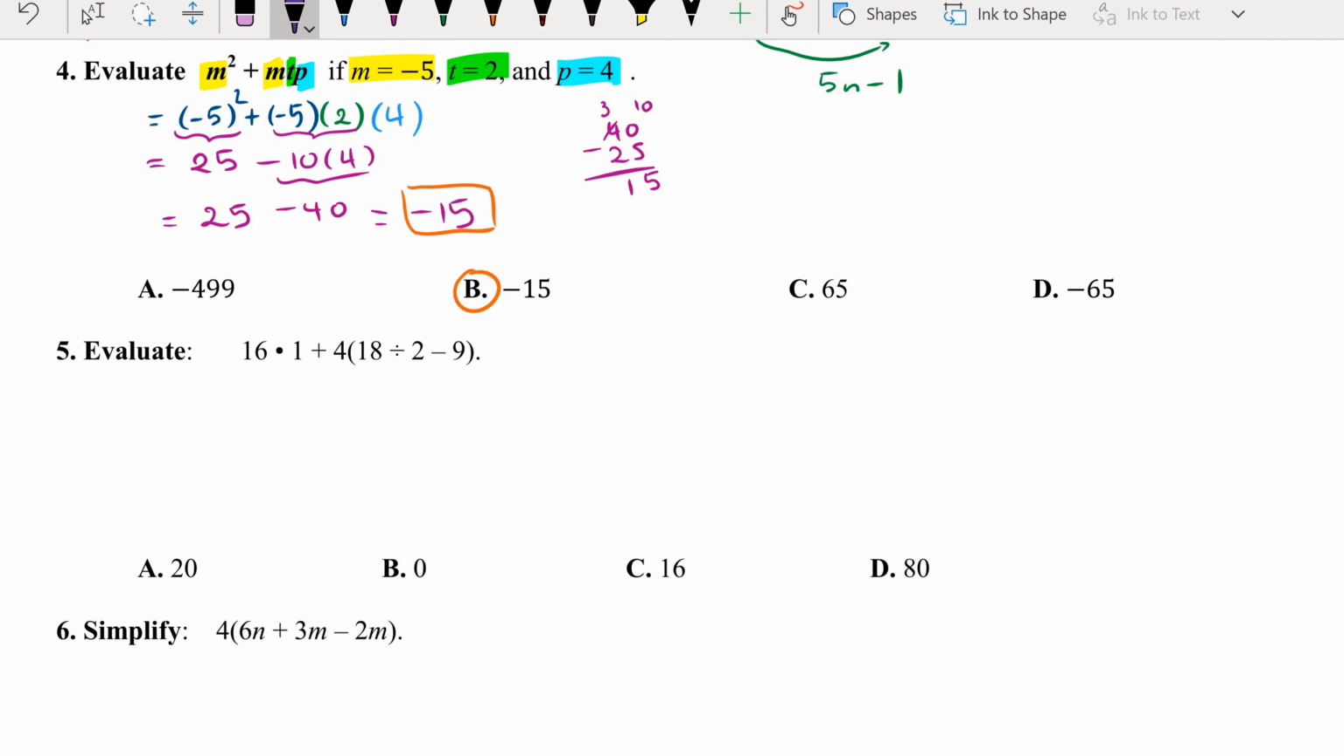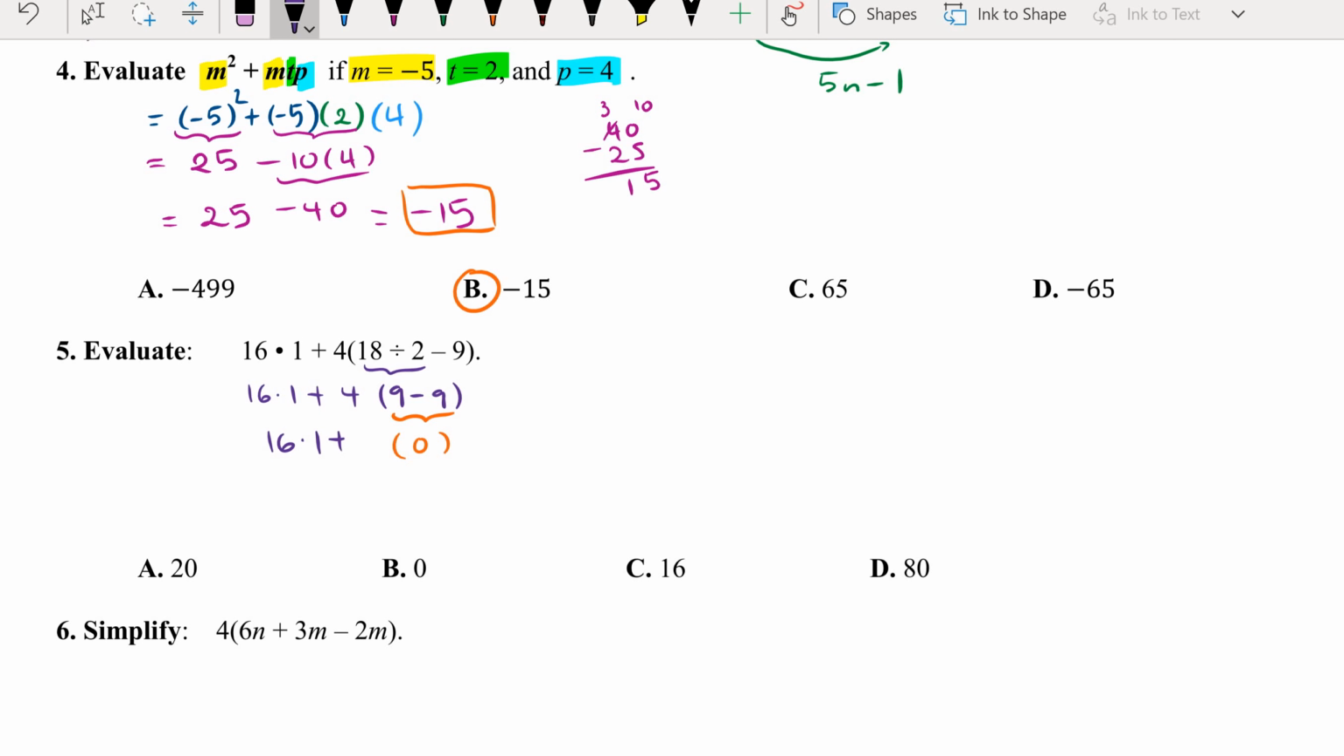We're going to evaluate this one. So follow PEMDAS, we're going to work inside parentheses first. So 18 divided by 2 will give me 9 minus 9. And I bring down the rest, 16 times 1 plus 4 times (9 minus 9). And 9 minus 9 is 0, which means 4 times 0.